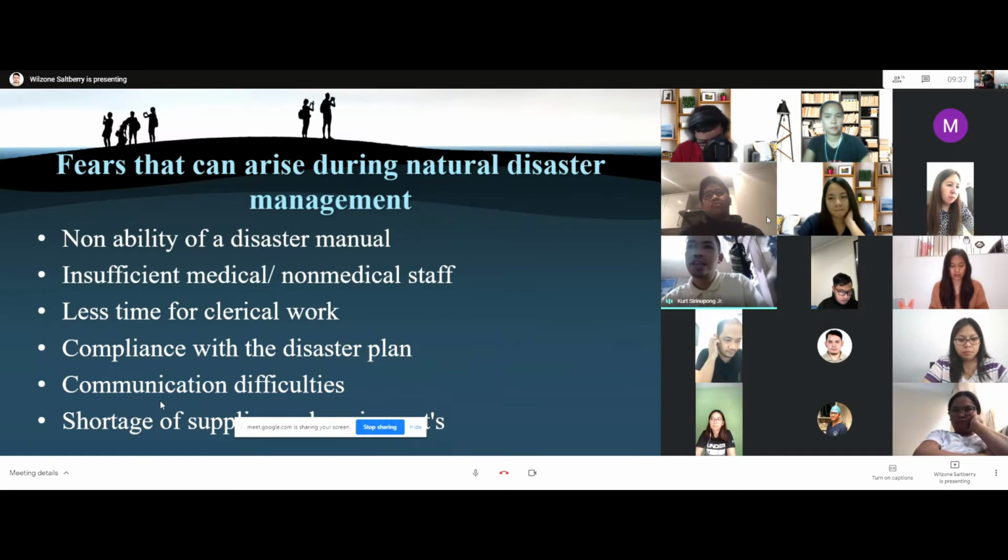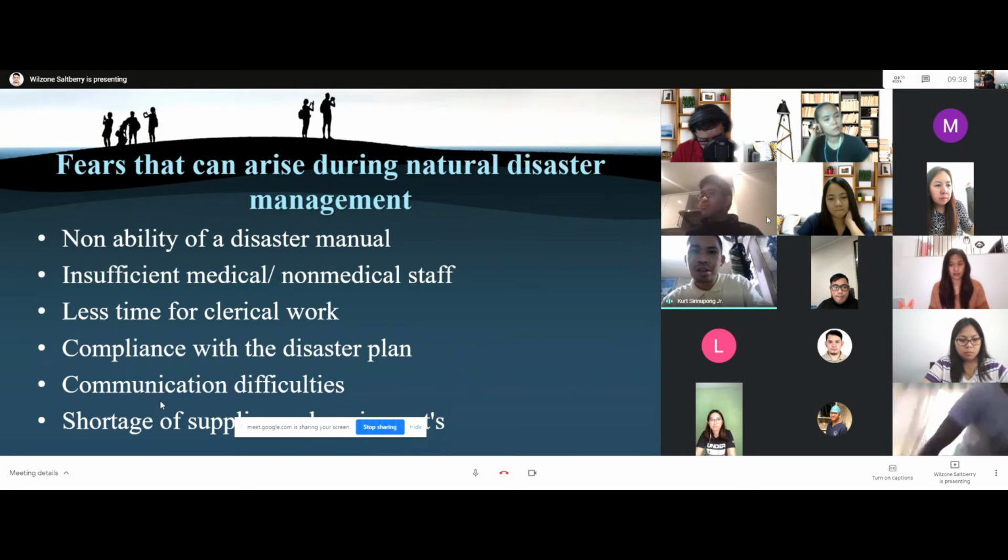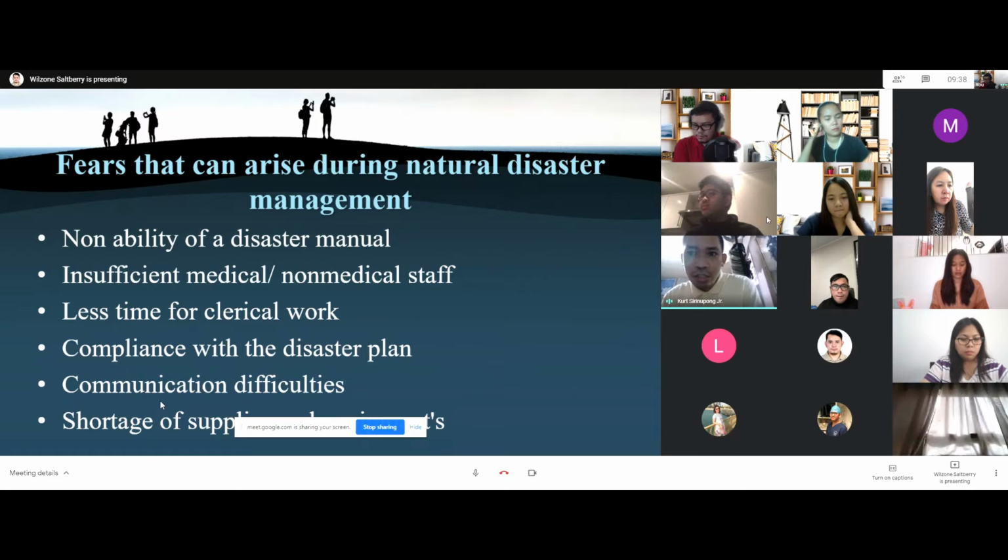Fears that can arise during natural disaster management. Non-availability of a disaster manual, insufficient medical or non-medical staff, less time for clerical work, compliance with the disaster plan, communication difficulties, shortage of supplies and equipment.